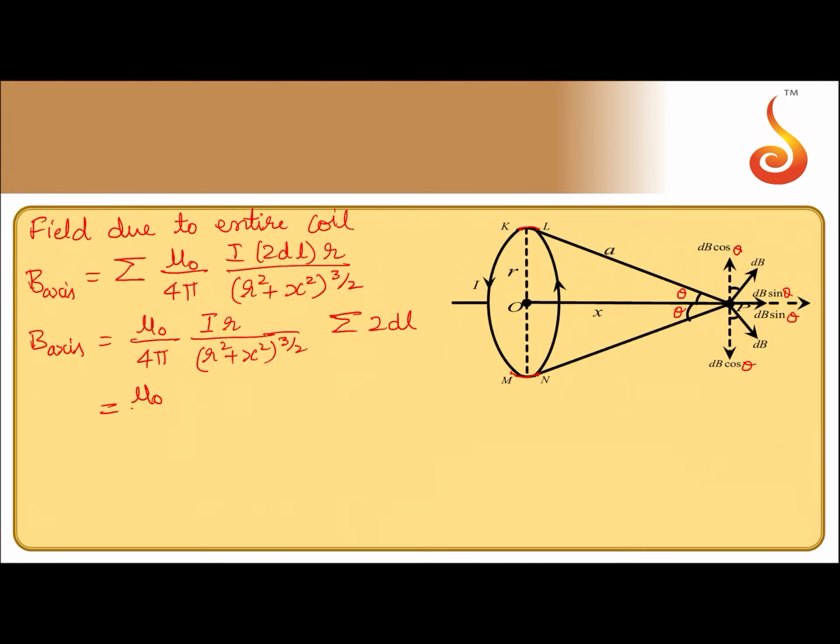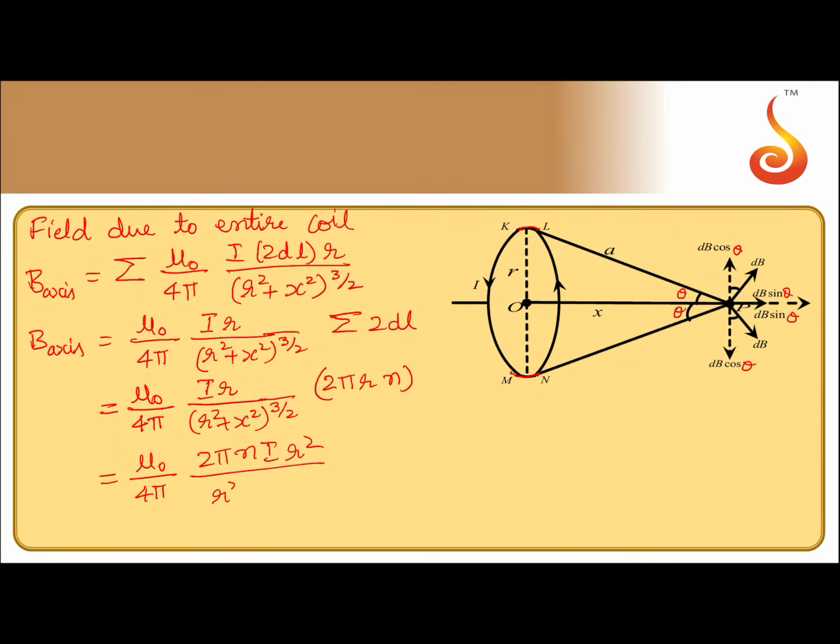So it will become mu naught by 4 pi, I R divided by R square plus X square whole to the power 3 by 2, into summation 2 dl, which is 2 pi R, if there are N turns, into N. So that will turn out to be mu naught by 4 pi, 2 pi N I R square divided by R square plus X square whole to the power 3 by 2. So this is the expression for the field along the axis of a circular current carrying coil.